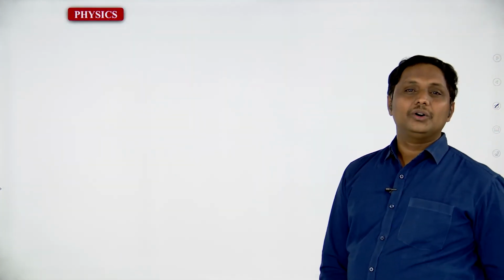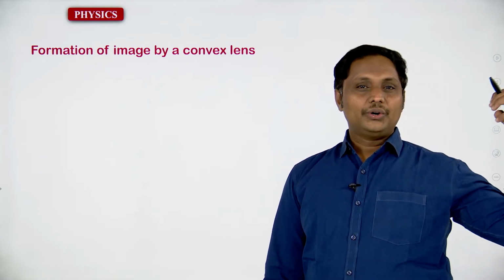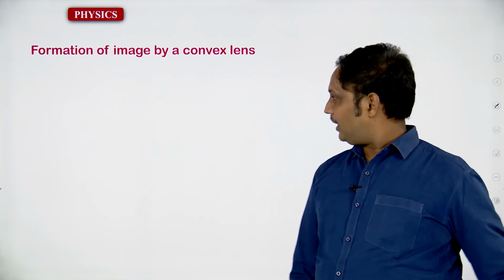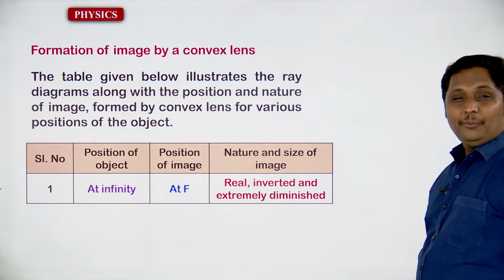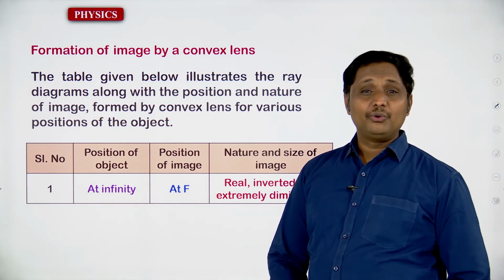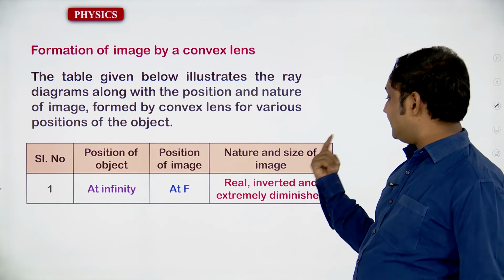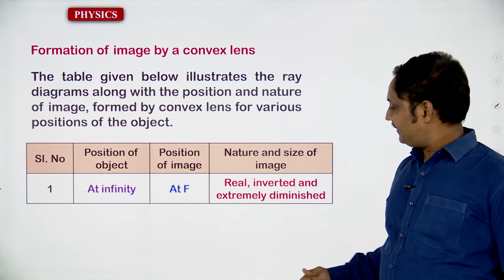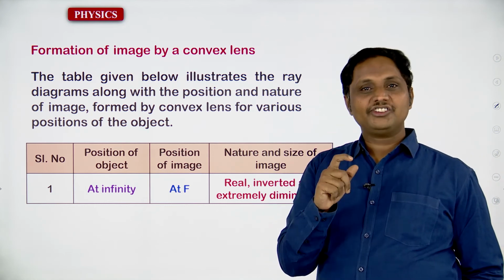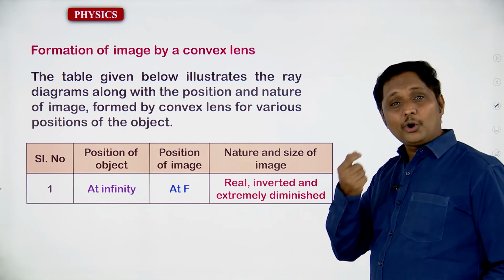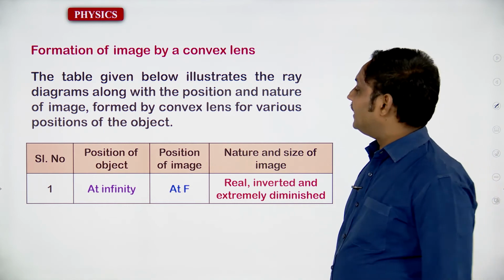Let us assume that the object is at infinity. You have to confirm that the light rays originate from infinity. The position of the image is at F, which is going to be real, on the other side of the lens. Just confirm that the image is real, inverted, and extremely diminished. You have to get a point-size image. Extremely diminished means it has a point size, very small.